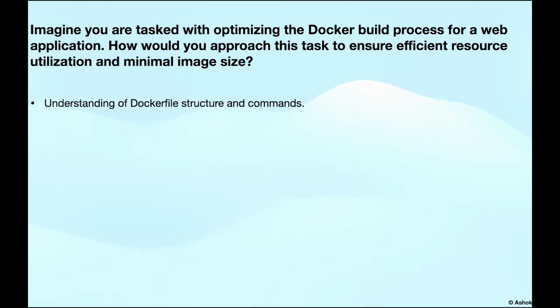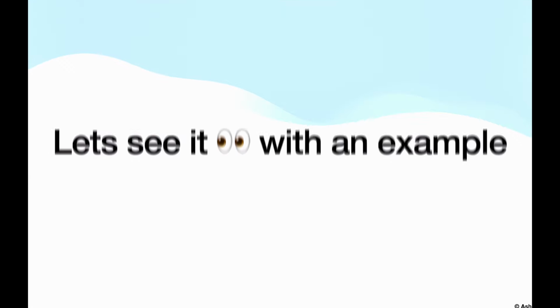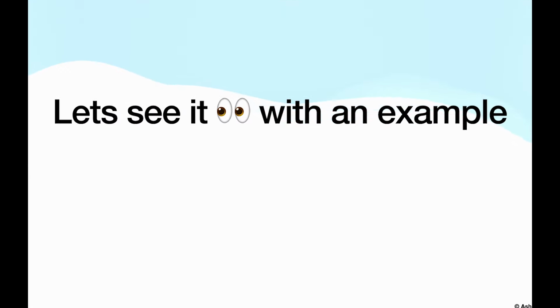So first, we need to understand the Docker file structure and the Docker commands for the application. And then we need to streamline the build step for the Docker file, and we need to use multi-staging, and we need to use distroless images. So with this approach we can optimize the Docker image and we can also reduce the image size. Let's see it with one example. Let's jump into the terminal.